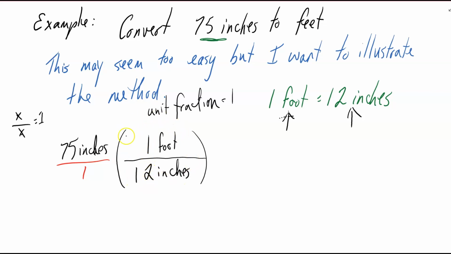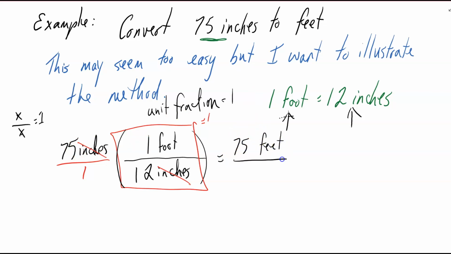And so all I'm doing is multiplying my 75 inches by 1, right? This is equivalent to 1. But it will change the way it looks. We will cancel the inches. We'll be left with feet. So 75 times 1, we multiply the fraction, 75 feet divided by 1 times 12 is 12. Well, we still need to do the division because 75 over 12 feet will be the number of feet.